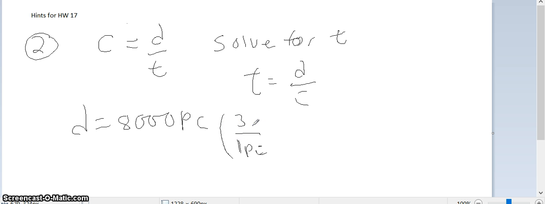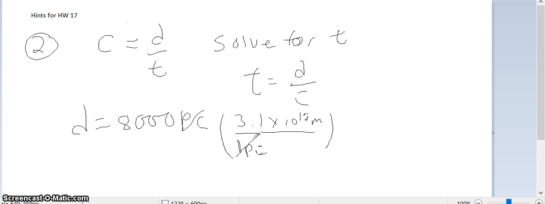Is equal to 3.1 times 10 to the 16th meters. Here, let me extend this division. That's supposed to look like a 16, sorry. 3.1 times 10 to the 16th meters. And so that will convert it, right? The parsecs will cancel, and that'll convert it.